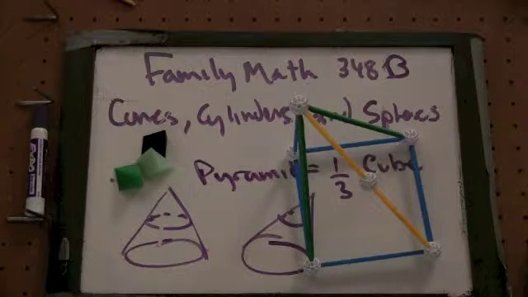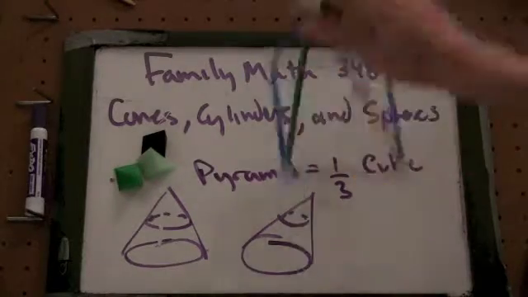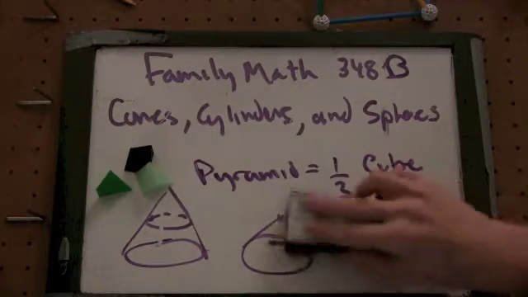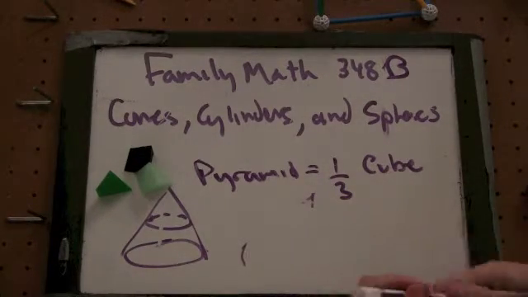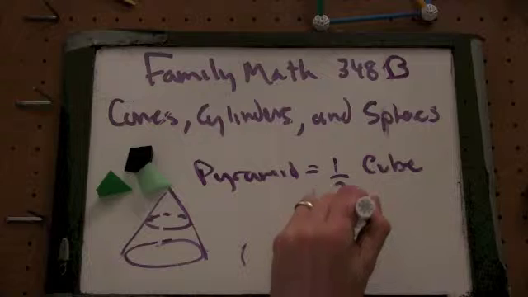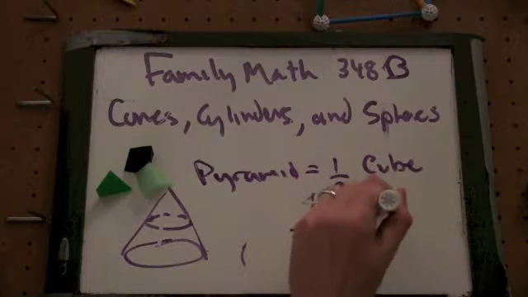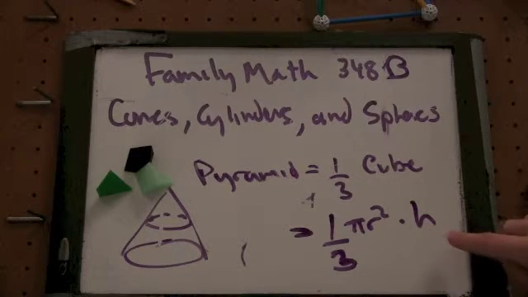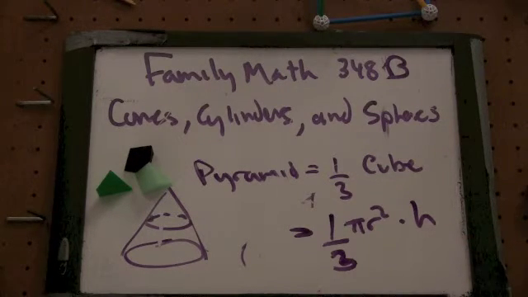I think it would be 1/3 area of base times height. Okay. So that's going to be 1/3 pi r squared, times height. Now I'm going to show you an interesting thing that happens when the height of our cylinder and the height of a cone is equal to the radius. Okay.